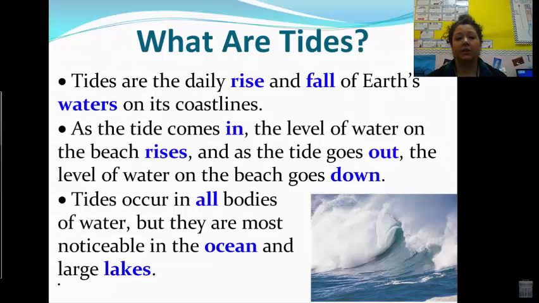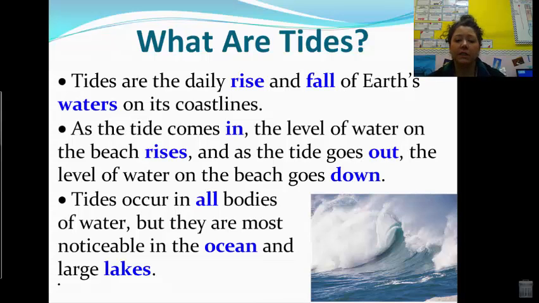So let's get started. So first of all, what are tides? Okay, so basically tides are the daily rise and fall of the Earth's waters on the coastline. As the tide comes in, the level of the water on the beach rises, and as the tide goes out, the level of the beach goes down.